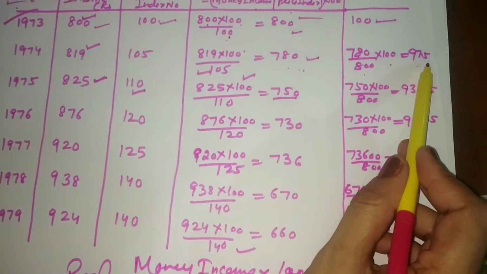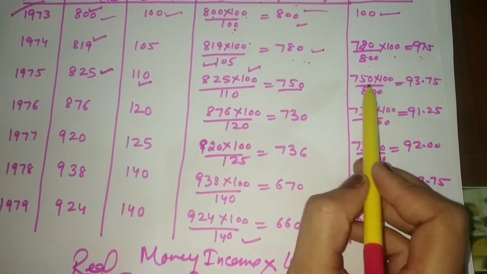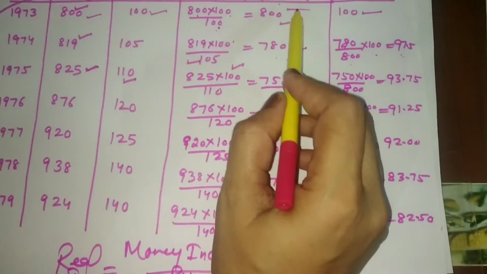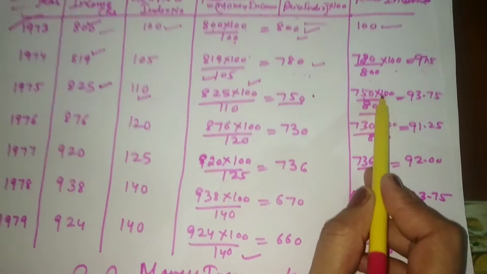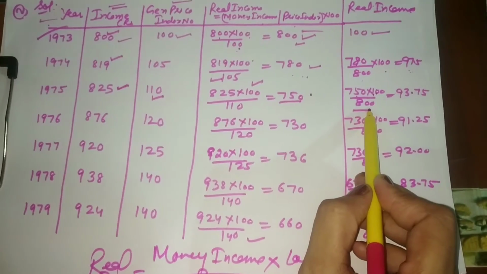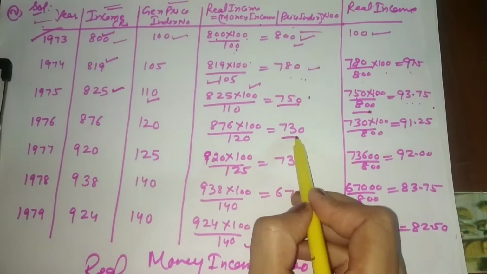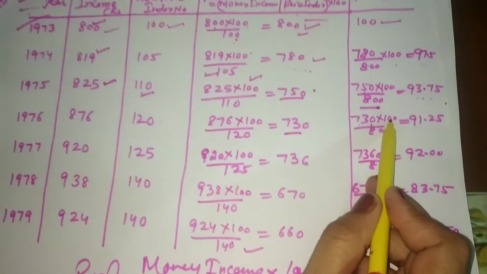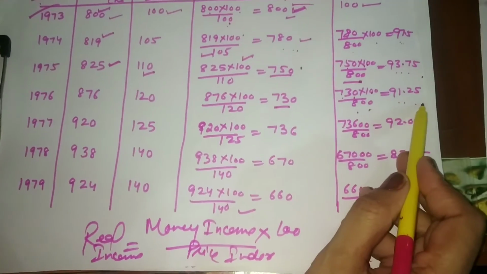That means 97.5. Next is 750 into 100 over the base year. The base year is 800. So I have taken 750 into 100 over 800, which is equal to 93.75. Next year for real income, that is 730 into 100 over the base year, the base year is 800. That is 91.25.